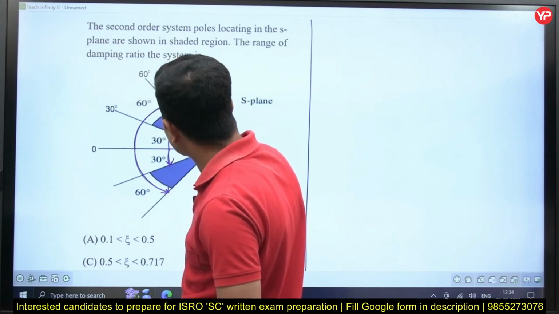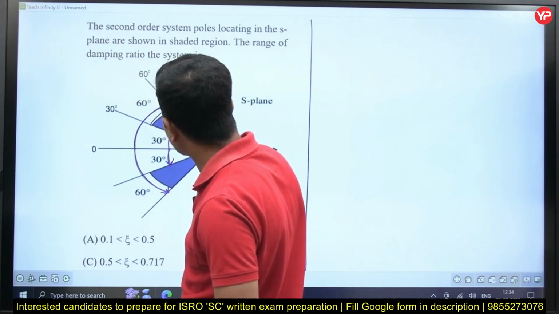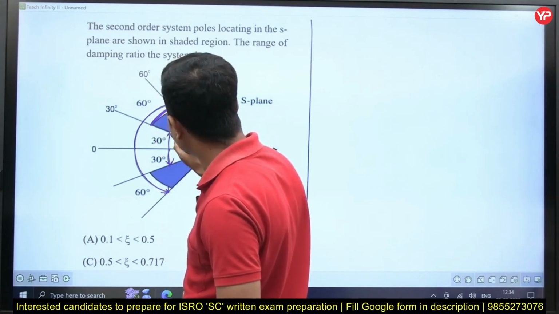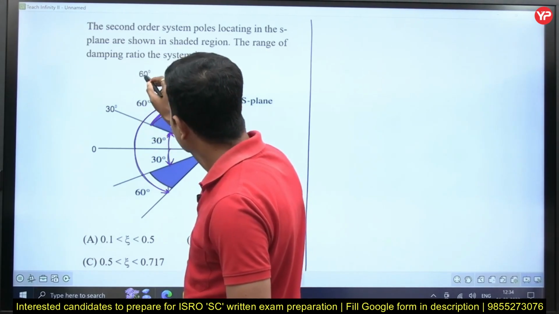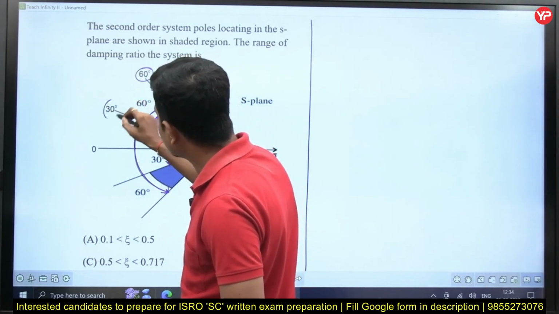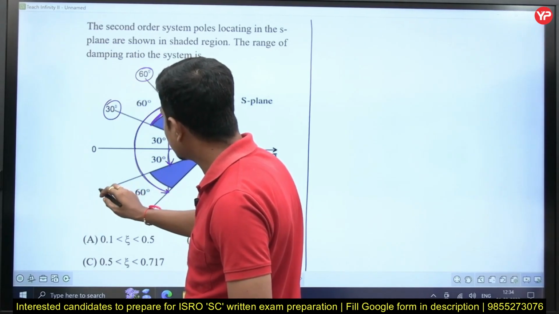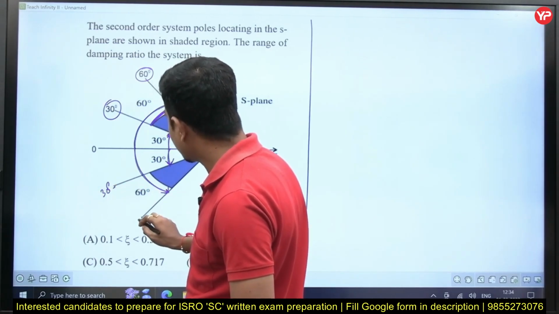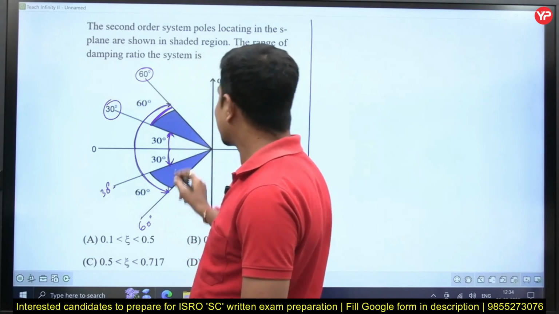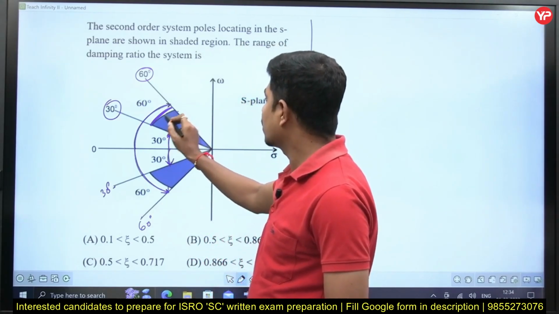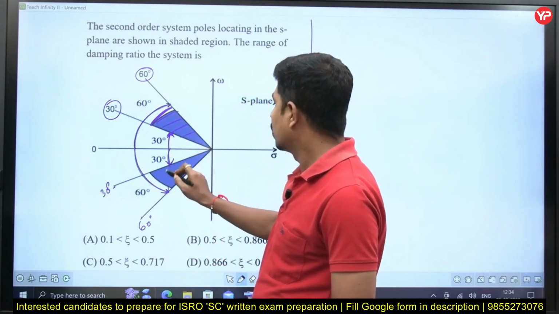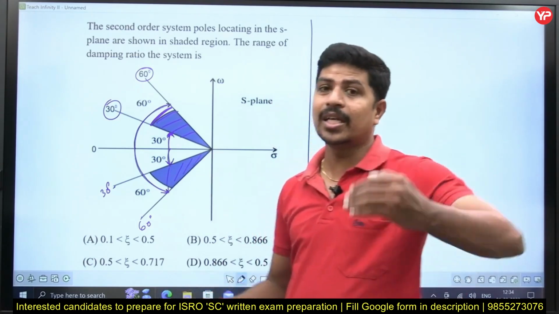This is 30, therefore this particular part is also 30. Means this is 30, this is 60. Clearly mentioned, this is 30, this is 60. Therefore, this is 30 and this particular part is 60. So, the poles are there in this region, in the shaded region, means in between the angle 30 and 60.